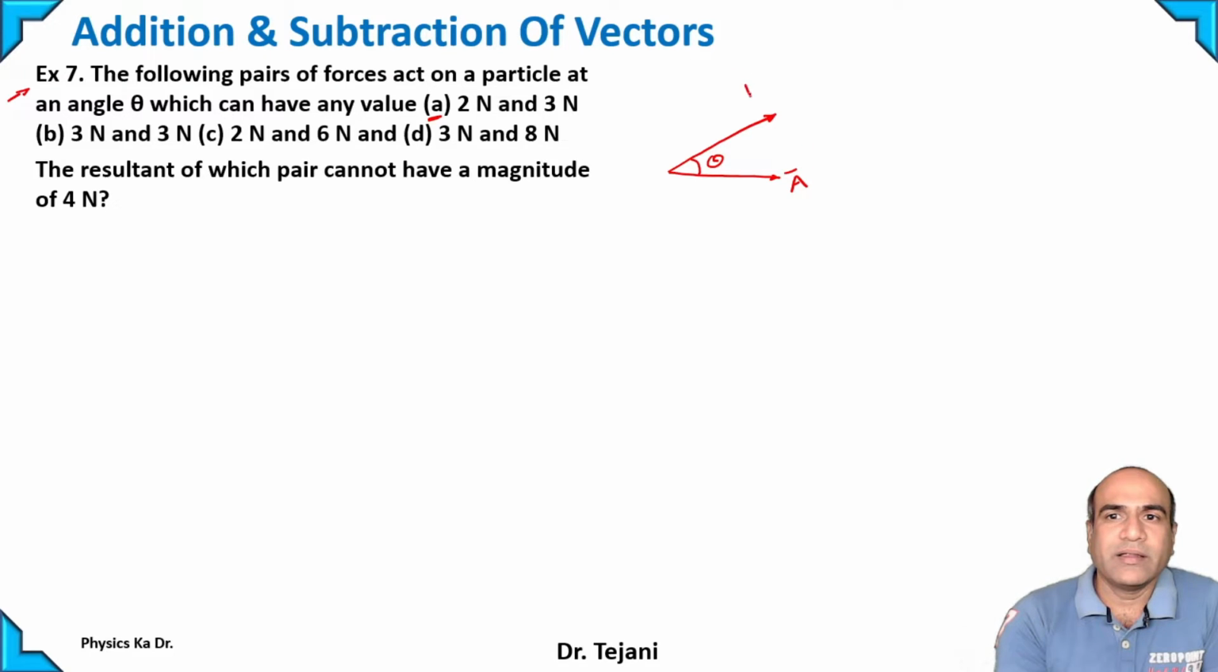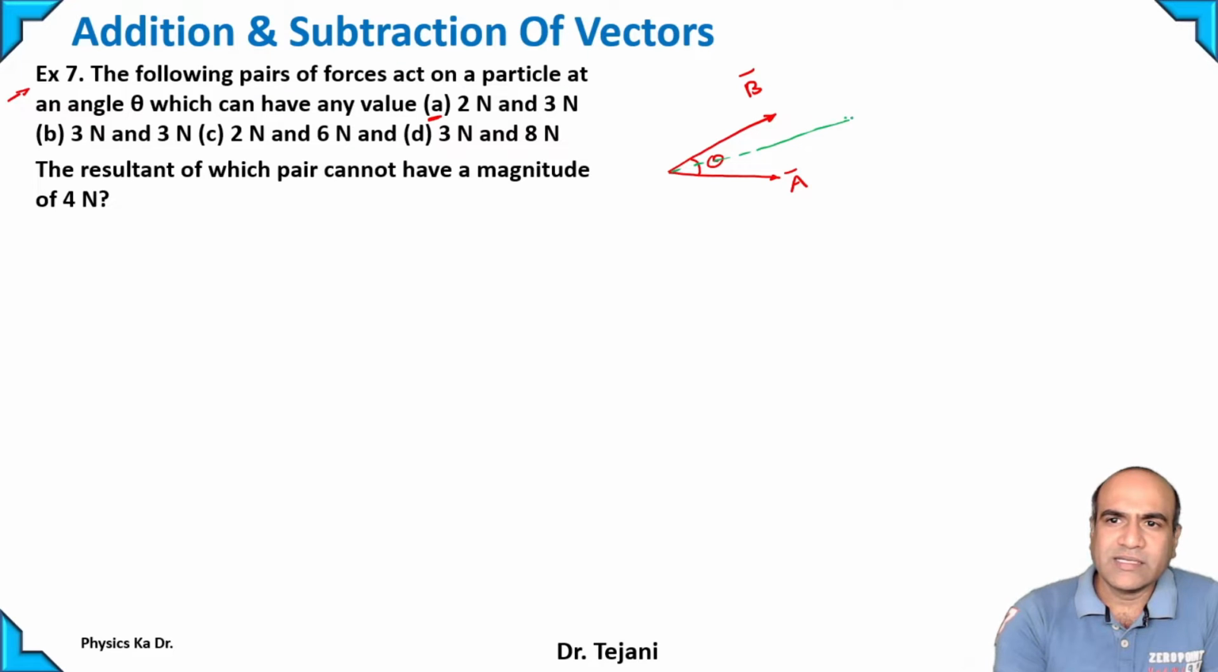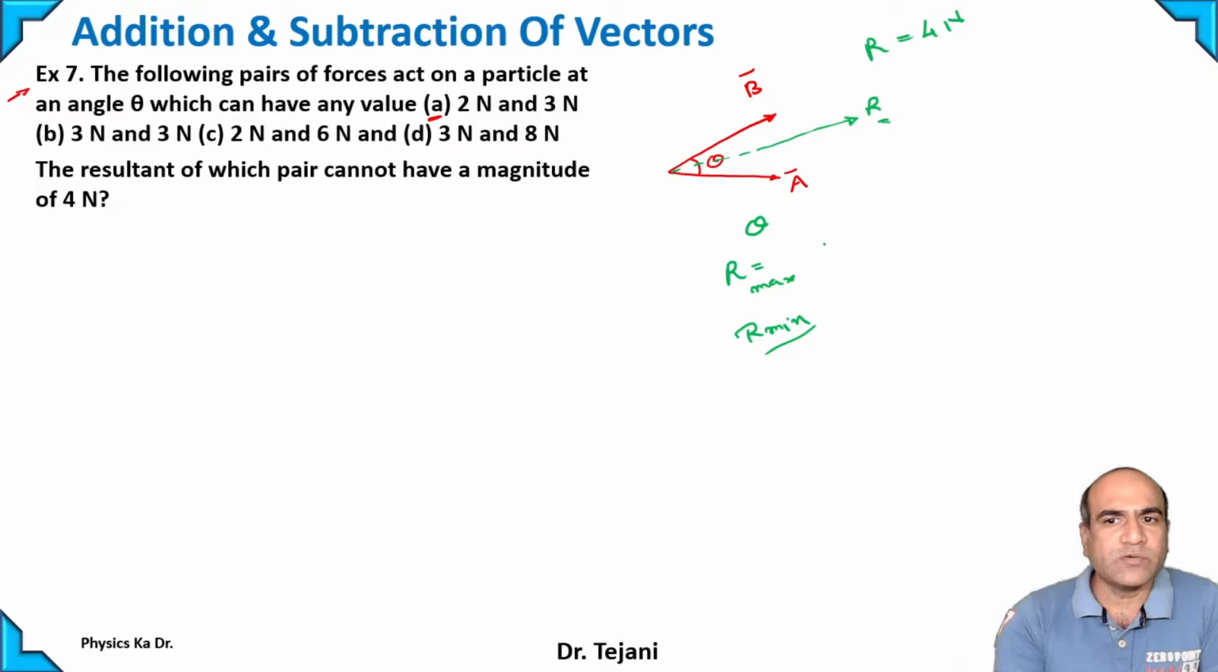A bar, B bar, and it is having some kind of magnitude. Let's change color. It is having a resultant. It is like that, right? So this resultant should not have 4 Newton, right? Since theta is not given, we need to consider R as a maximum value or minimum value to just find out the range of the entire R.